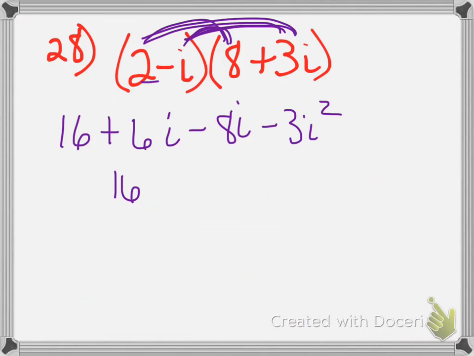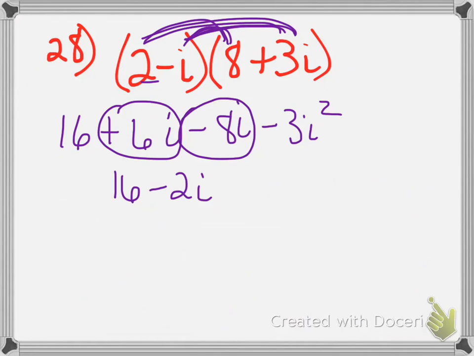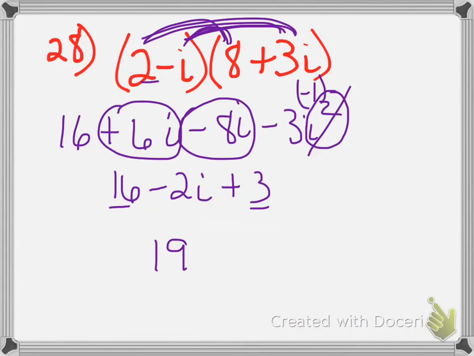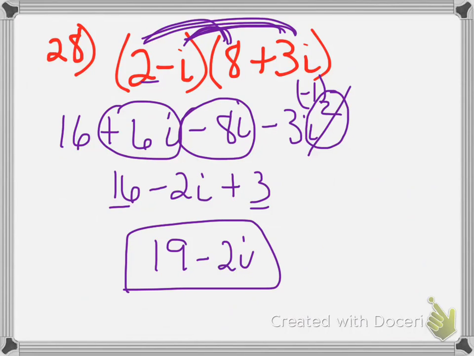So 16 plus 6i minus 8i is negative 2i if you combine those. We know i squared is negative 1, so negative 3 times negative 1 is plus 3. So now combine this, 16 and 3 is 19 minus 2i. And that is standard form.